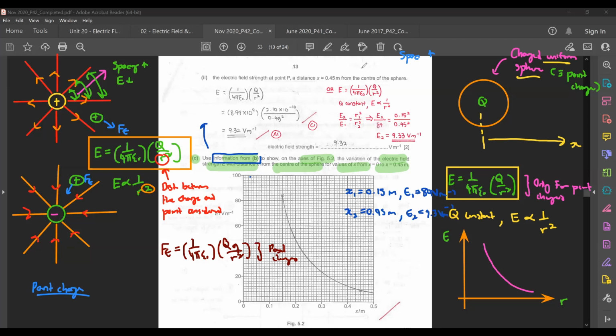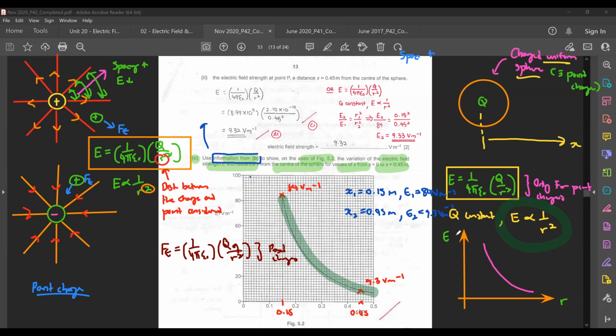So you have to indicate it inside your graph now. You need to have 0.15 at 84. You need to have 0.45 at 9.3. Okay, this one is 84 volts per meter. This is 9.3 volts per meter. So you have these 2 points. You just draw this curve, okay, exponential decay curve, because it's following this relation.